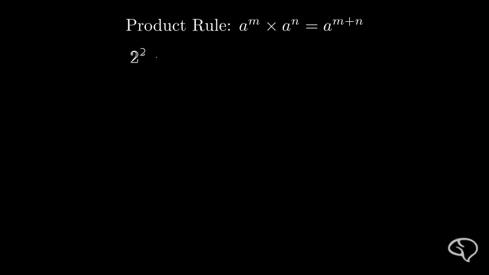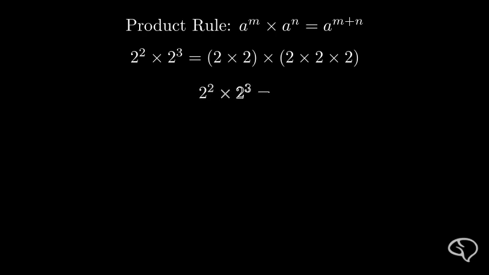We can write this out. 2 squared is 2 times 2. 2 cubed is 2 times 2 times 2. So we have a total of 5 2's being multiplied together. This is the definition of 2 to the power of 5.